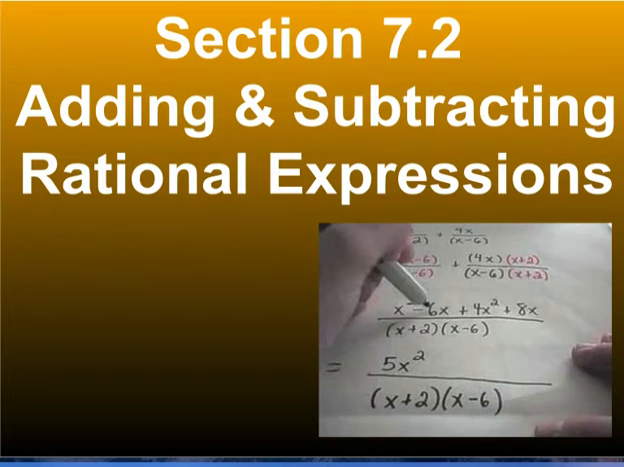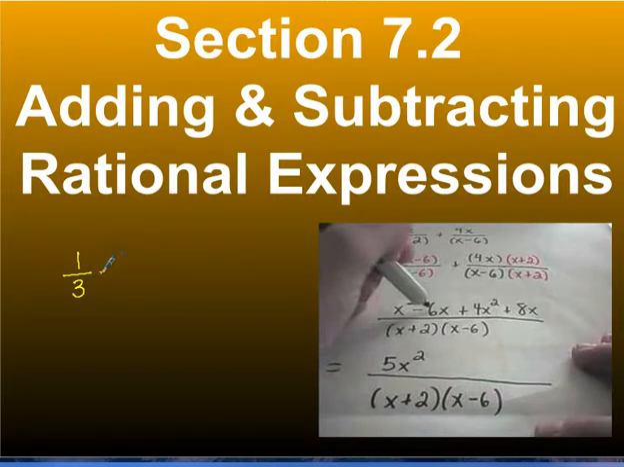So in our lesson today, we're going to add and subtract rational expressions. But before we do that, let's look at what the basic rules for adding and subtracting ratios look like. So our ratios are in the form of fractions.